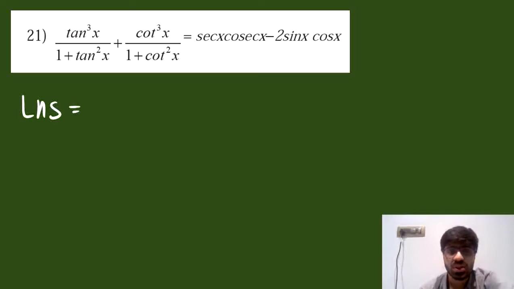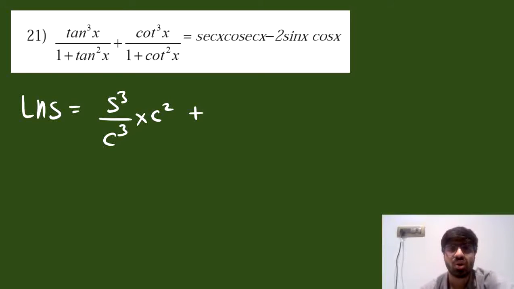On the left hand side, if you start simplifying, it's tan cube x, which we can write as sin cube x upon cos cube x. And in the denominator, it is 1 plus tan square x, which is sec square x. So that sec square x in the denominator can be written as cos square x in the numerator. That is your first term.